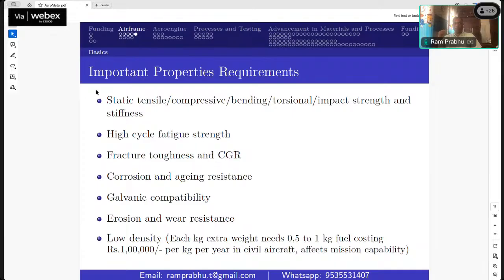That is, I have to opt for low density material. Just by saving 1 kg, you can look at the kind of savings I get in the aircraft. In addition to the mission capability, from the military aircraft point of view, for every 1 kg of weight I reduce in the airframe structure or the engine, 1 kg of payload I can increase in the form of weapon.